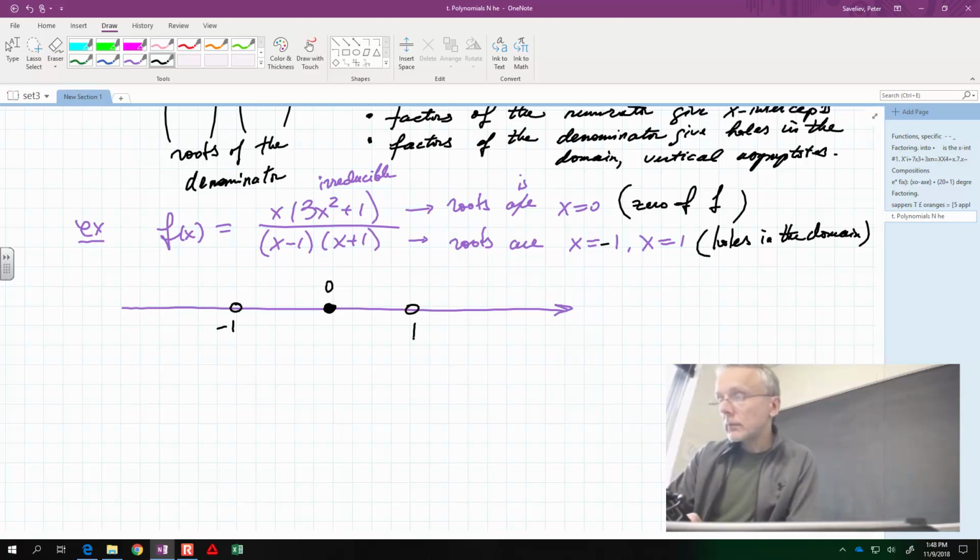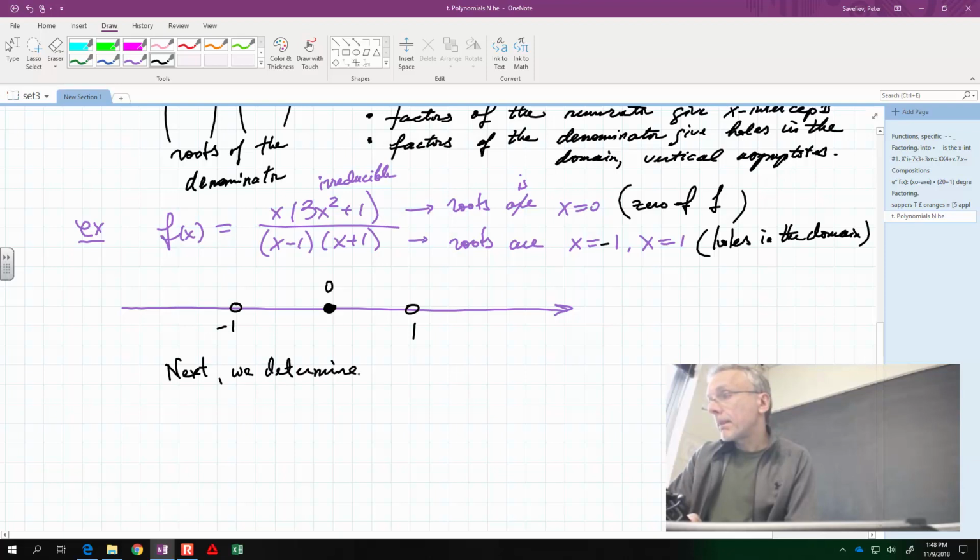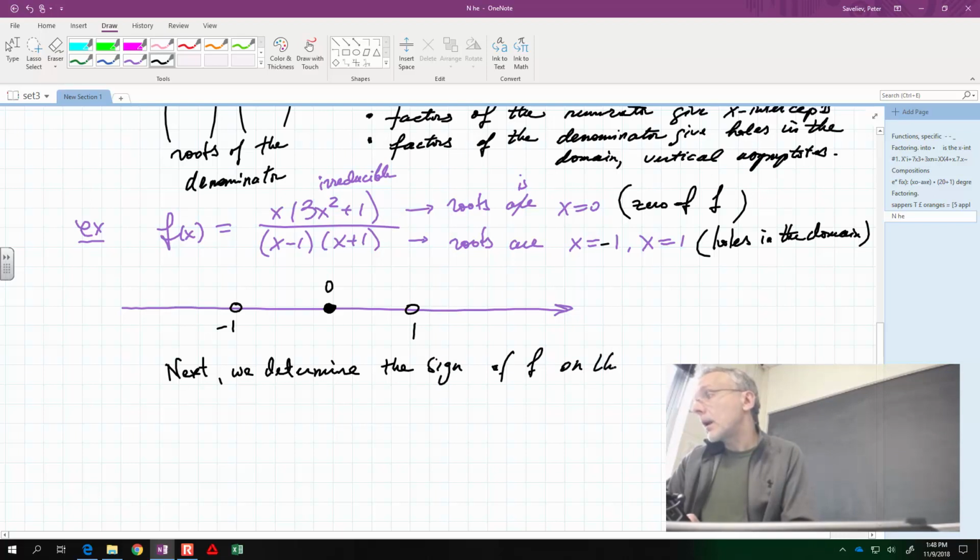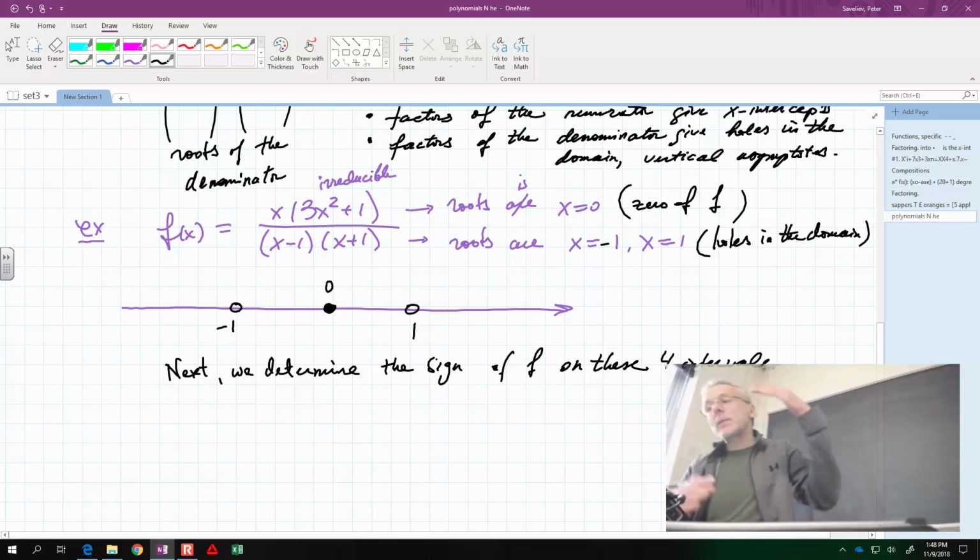Okay, so at this point we could do what we did last time, so let me just summarize. Next we determine the sign of f separately on these 4 intervals. And then we'll know where it's above, where it's below, where there are asymptotes. There are 2 asymptotes, these, and we'll have a rough graph for this rational function. Okay, so I'll see you next week then.